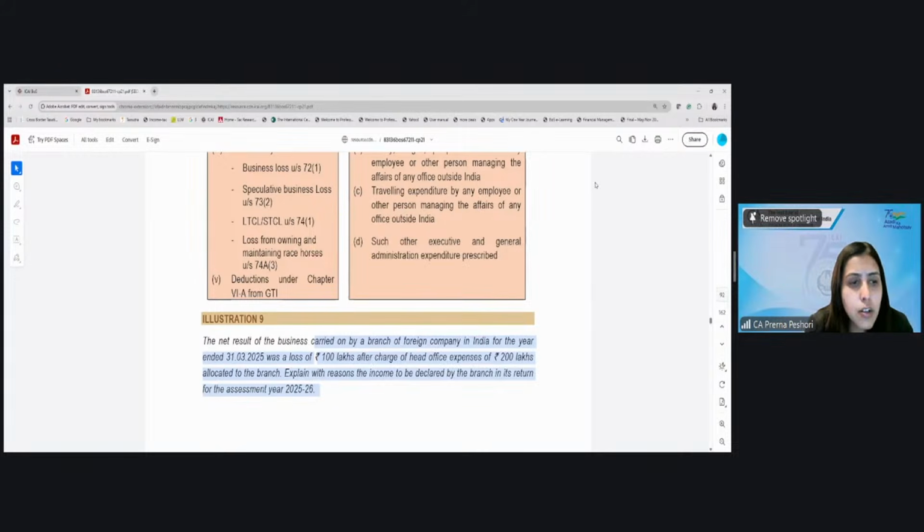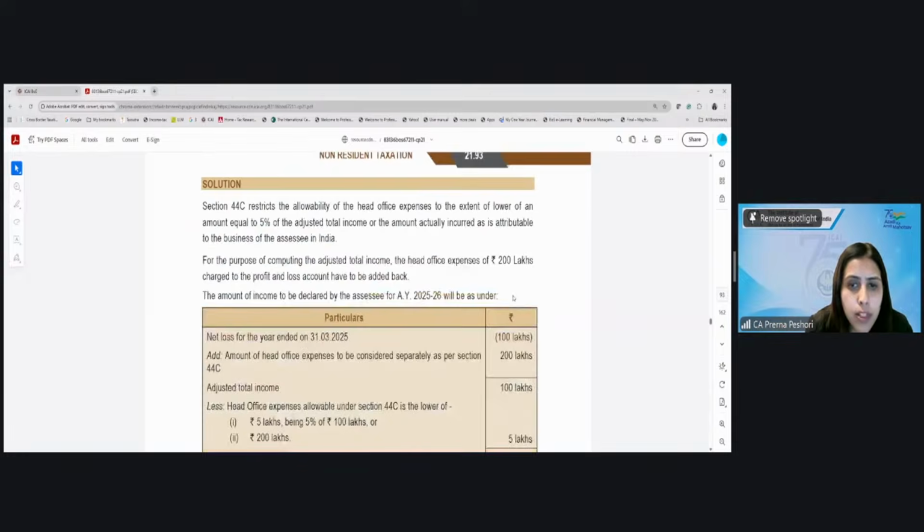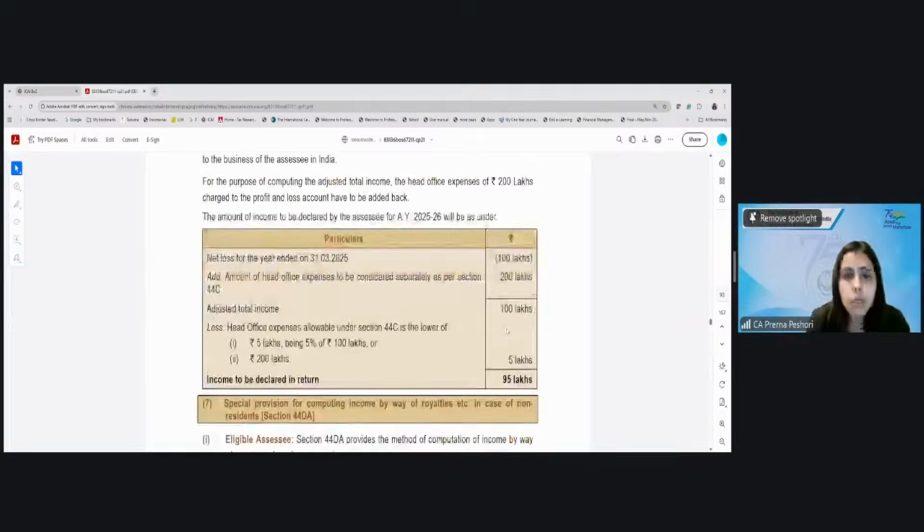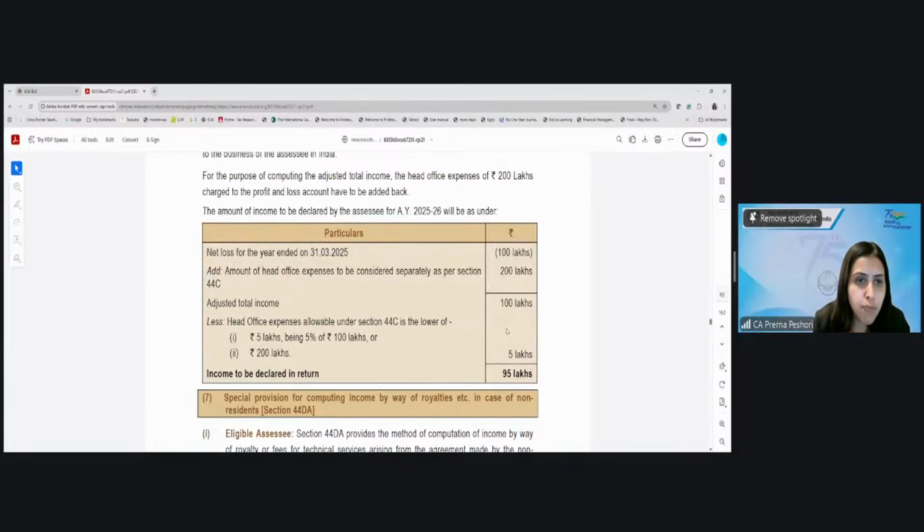Yes, that's right. So in this particular case, first you will add back the allowance of the HO expenses that has been there. So my income will be 100 lakh. Now 5% of 100 lakh or 200 lakh, whichever is less. So 5 lakh will be allowed as the deduction. Are we clear? Okay.